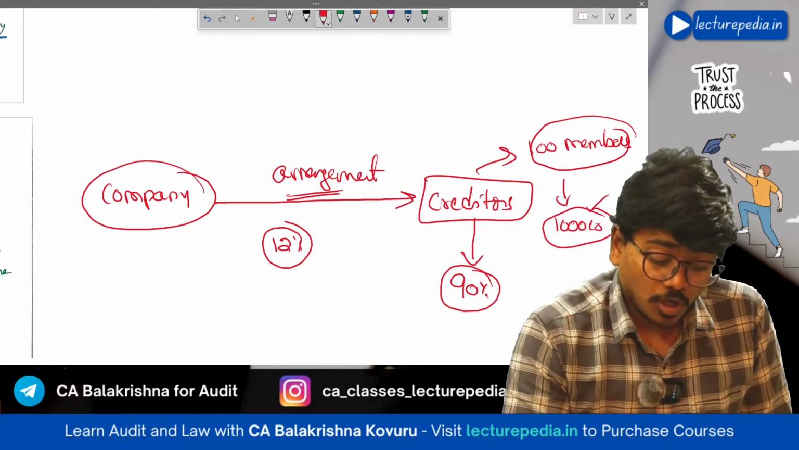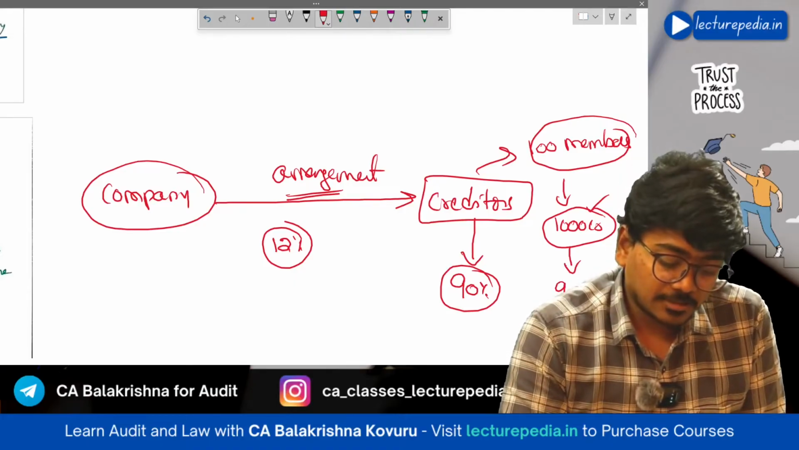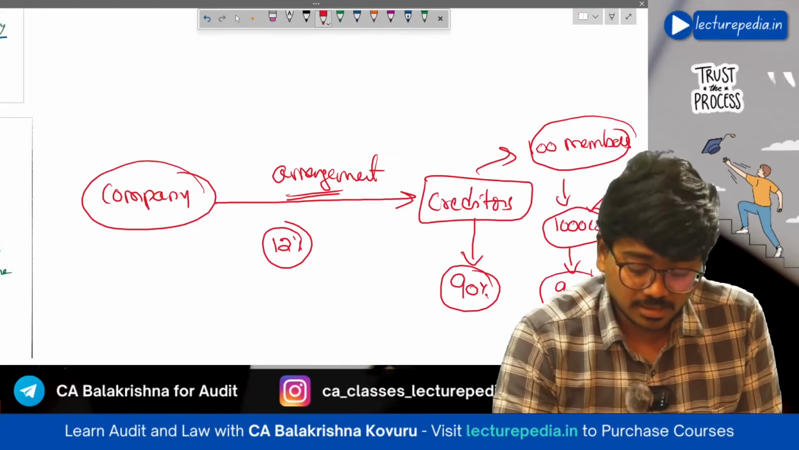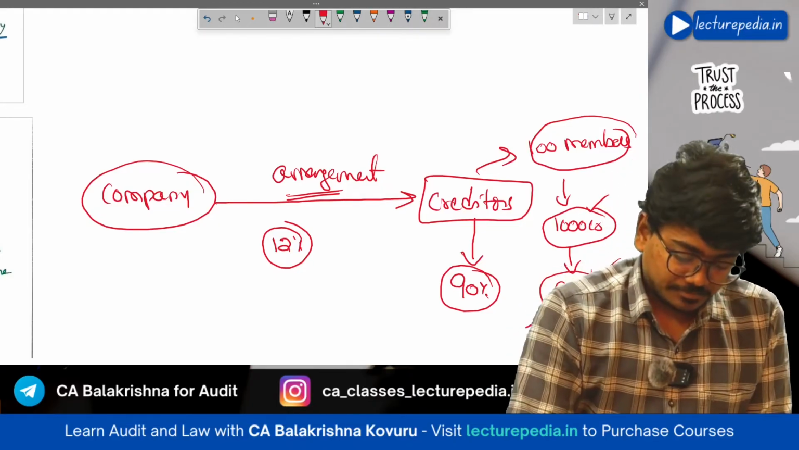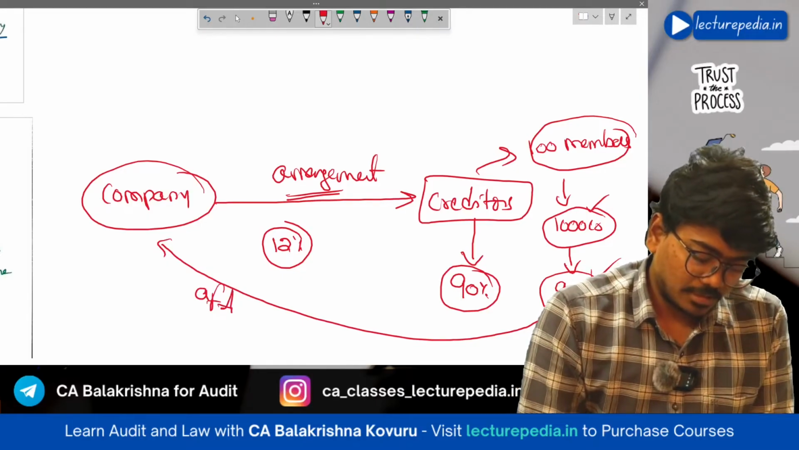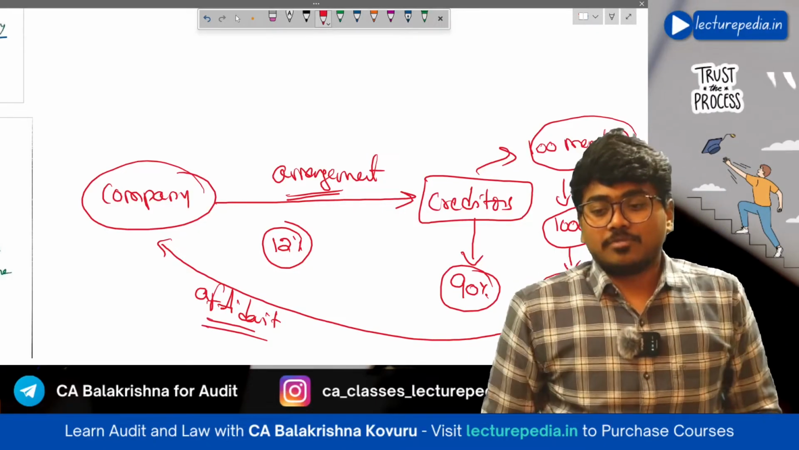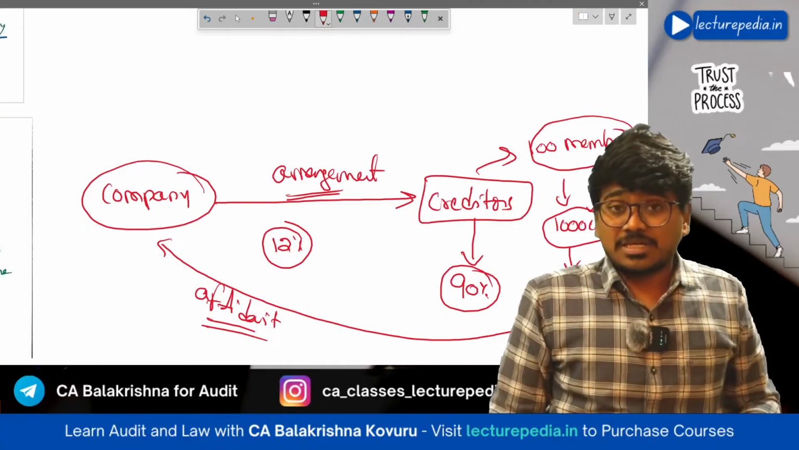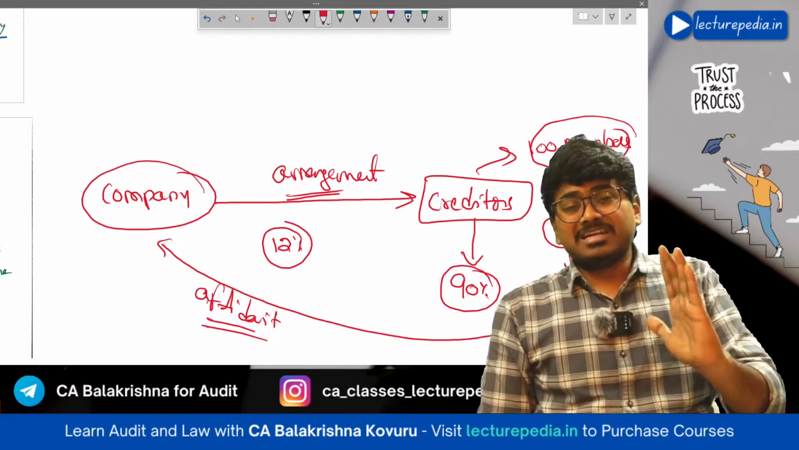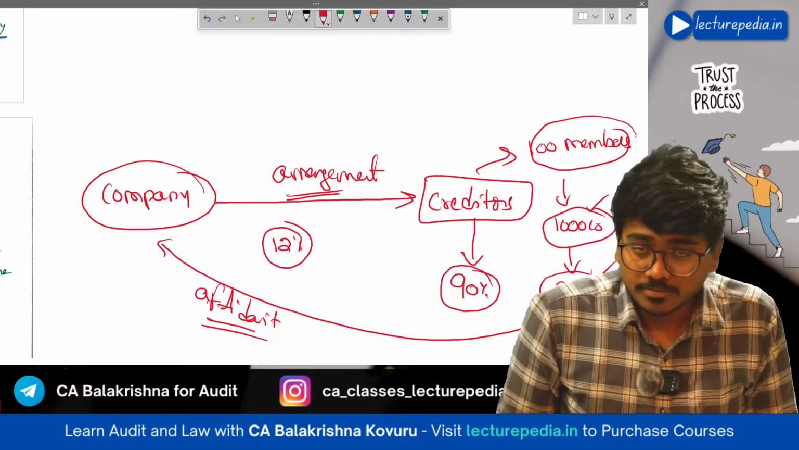Of these 100 members, to whom at least 900 crores is being owed, if such number of members give an affidavit to the company, an affidavit in a written format that we agree to this arrangement, in such a situation you need not call for a meeting. In such a situation the tribunal will dispense with the requirement of calling a meeting of creditors. Hope that is clear.